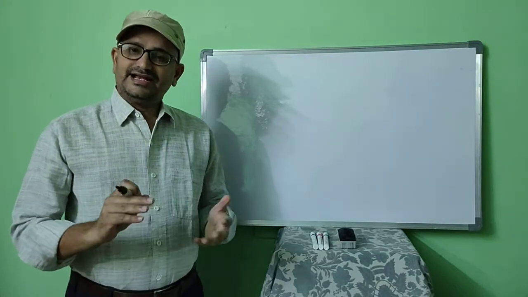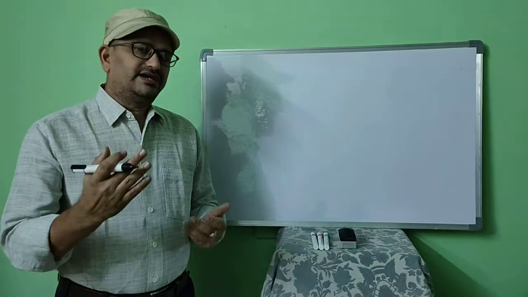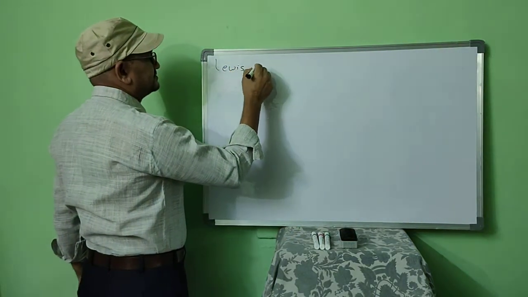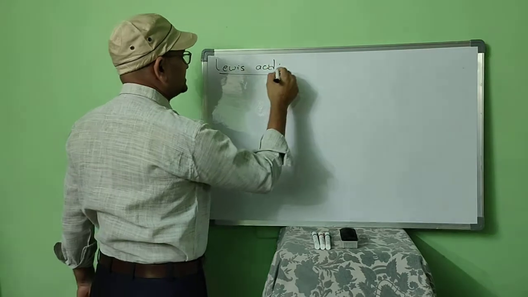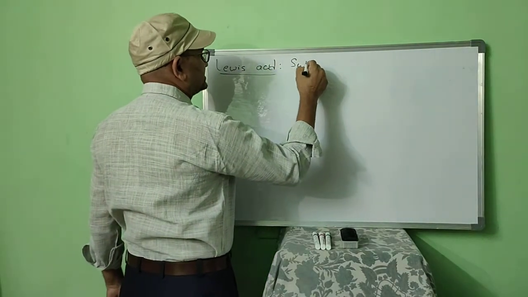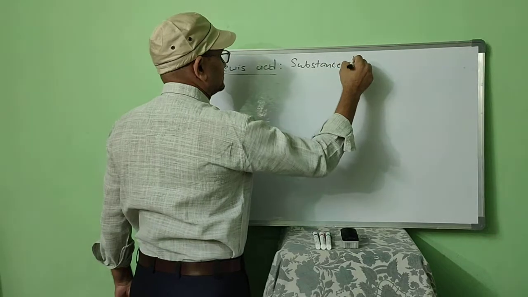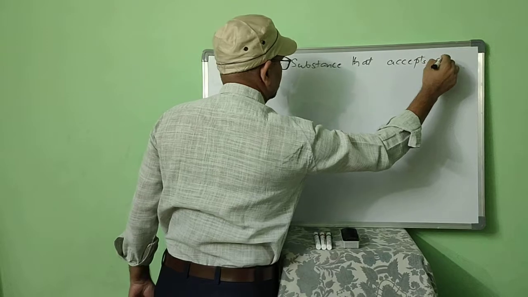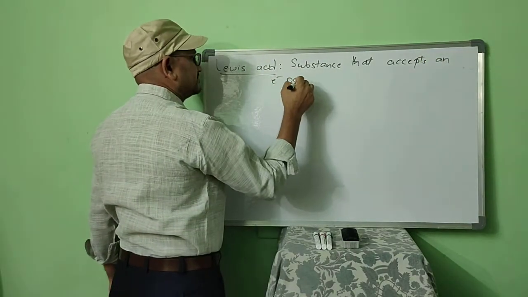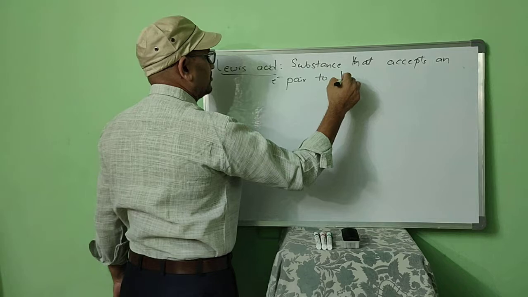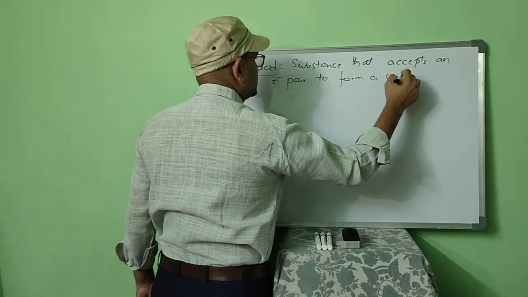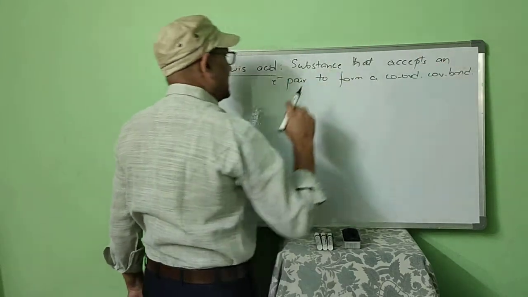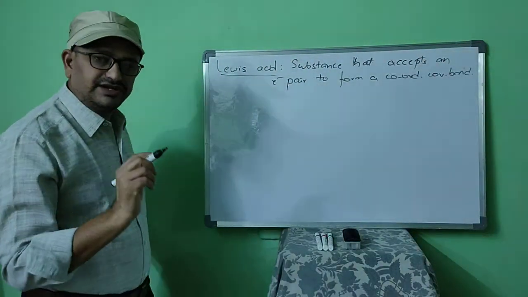Hello students, let us continue this session with the equivalent mass of Lewis acids. What's meant by Lewis acid? Lewis acid is nothing but a substance that accepts an electron pair to form a coordinate covalent bond. A substance which accepts an electron pair to form a coordinate covalent bond.